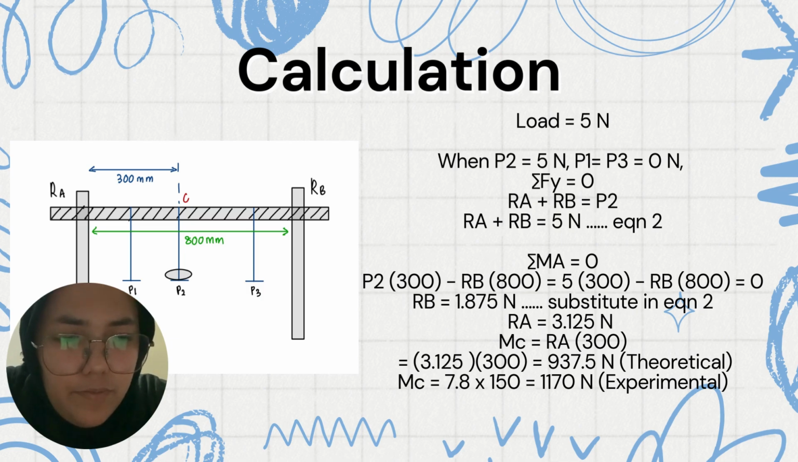And the moment in A will be 0 from P2 and pin B. So P2 is 300 millimeters from pin A and pin B is 800 millimeters, and if you substitute the value, you can get the force in pin B, which is 1.875 Newton. Substitute in equation 2 to get the force in pin A, which is 3.125 Newton.